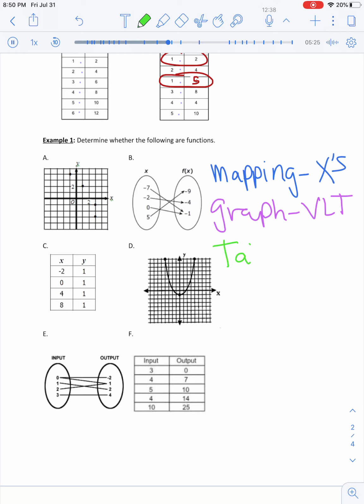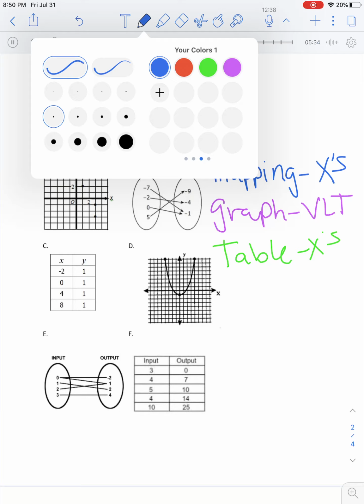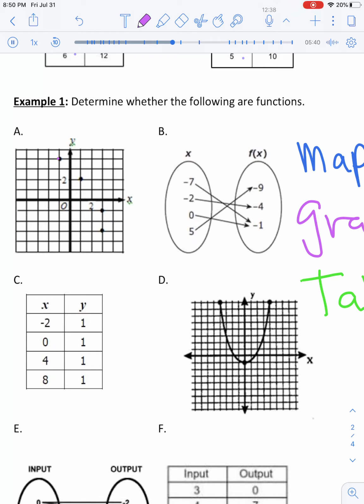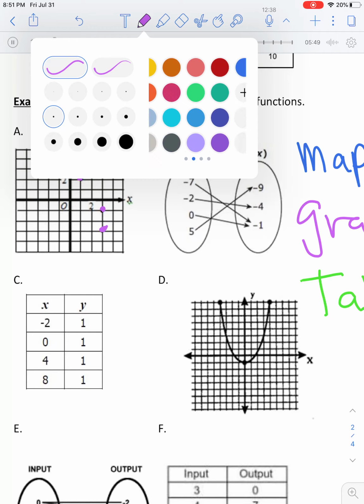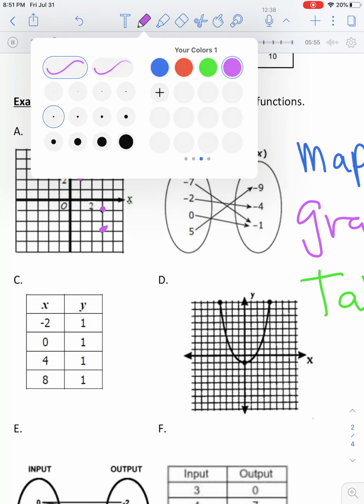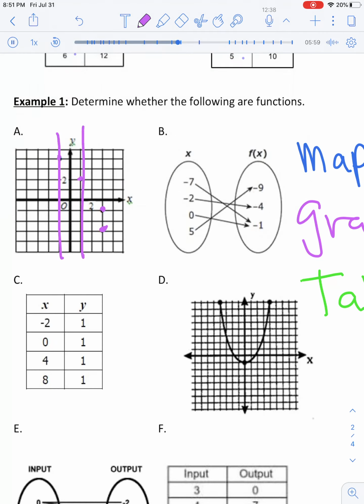So example A, this is a graph, and our little cheat sheet tells us that for a graph we need to do the vertical line test. So let me just make the points more noticeable. And notice how these points aren't on a continuous line. So we are going to have to draw in several lines that will go through all of these points just to make sure if this is a function or not. So my first line is going to be here, that touches once. Second line is going to be here, that touches once. My third line is going to be here, and that actually touches it twice. So that line A is not a function because it does not pass the vertical line test.